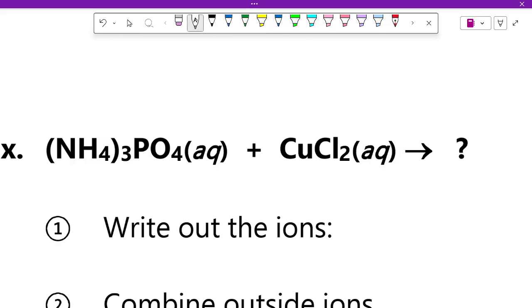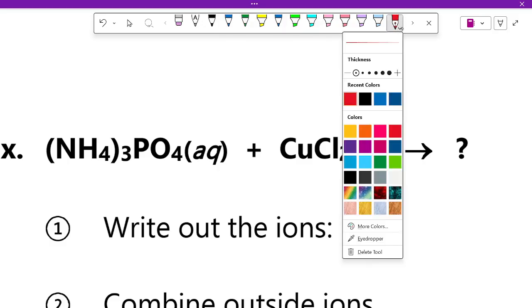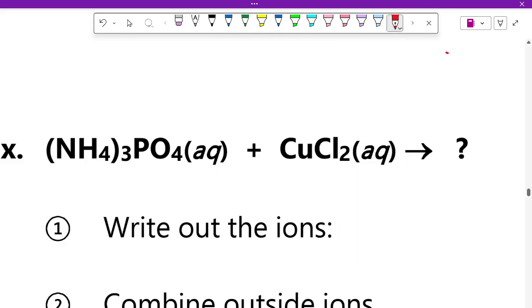Actually, can I change this one to a red pen? No, I cannot. How do I change this thing? I don't. Never mind. Okay, we'll go with it for now.